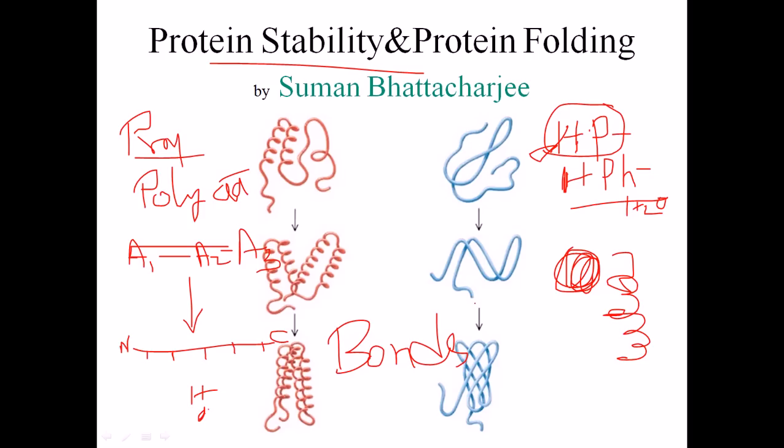Now these are the stability. Chemical bonds give the protein not only chemical stability but also physical stability. Whenever we talk about protein stability, we are talking about chemical as well as physical stability, and most importantly the physical stability, because that is the important thing for a protein to function properly.